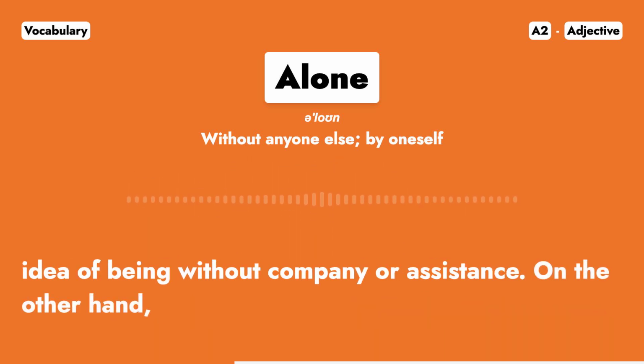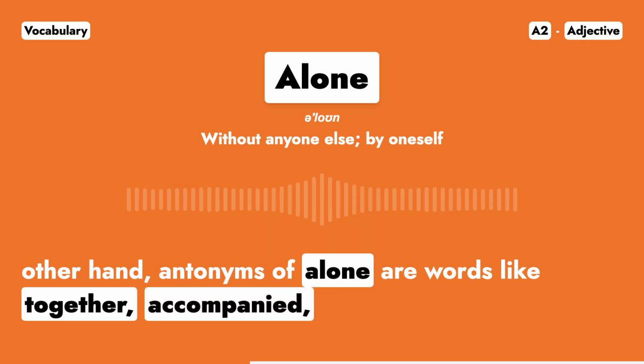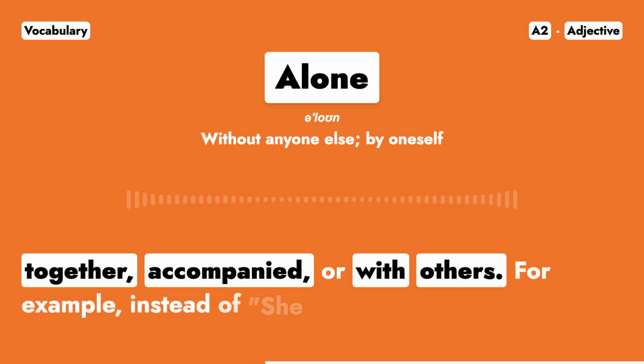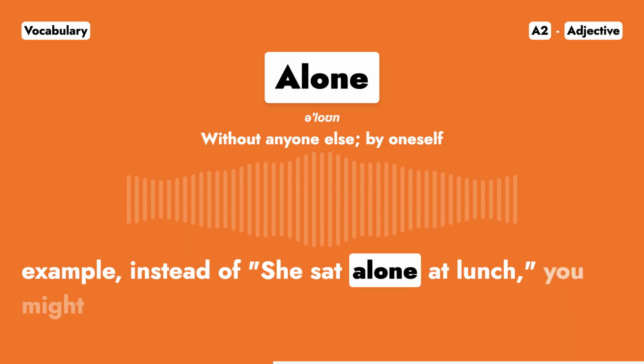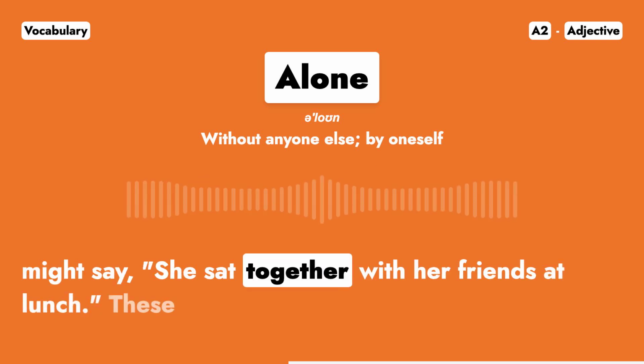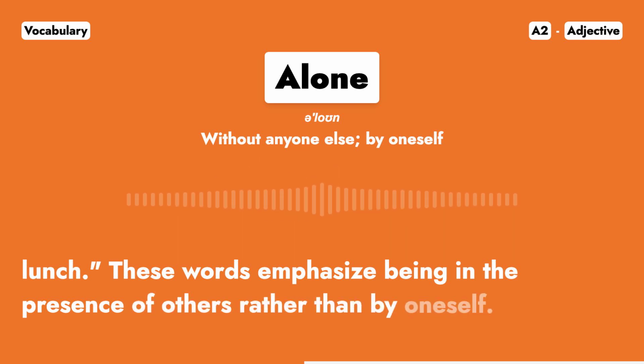On the other hand, antonyms of alone are words like together, accompanied, or with others. For example, instead of "she sat alone at lunch," you might say, "She sat together with her friends at lunch." These words emphasize being in the presence of others rather than by oneself.